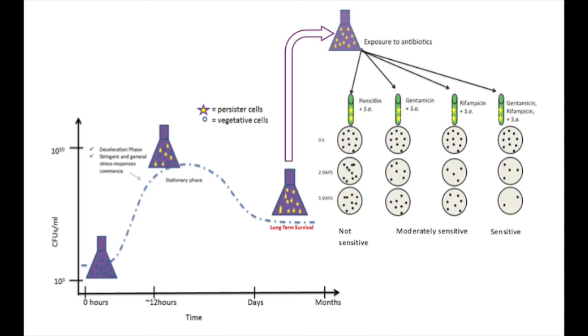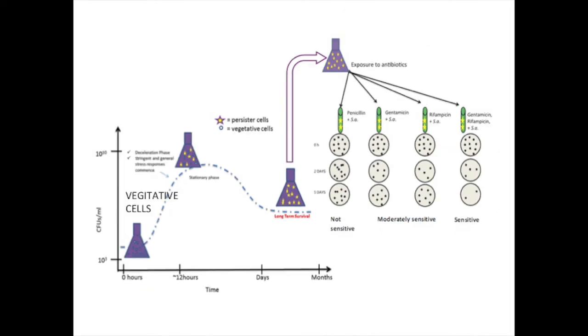This figure walks through the formation of persister cells. At 0 hours of incubation, all cells are vegetative. This continues through log phase. By stationary phase, there is a deceleration and stringent response, which leads to a small subpopulation of persister cells. Days and months lead to the formation of long-term survival cells, a 100% persister cell population of Staph aureus. This is the population I exposed to antibiotics for an extended period of time.